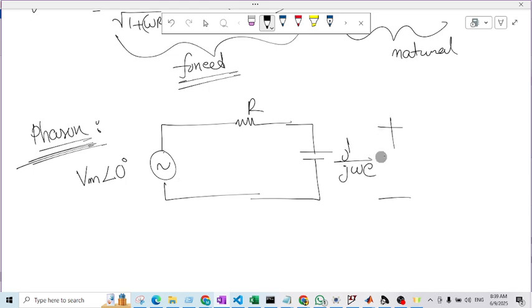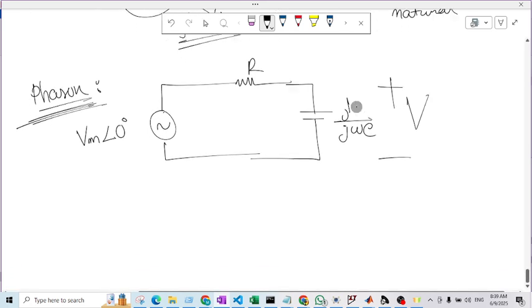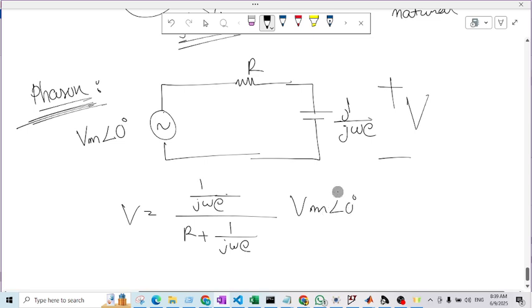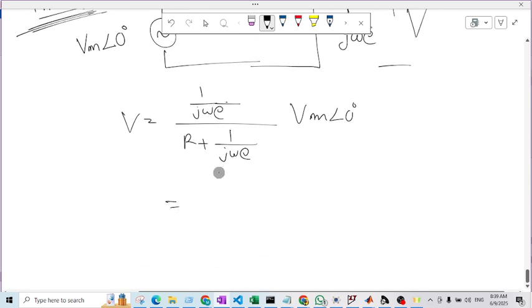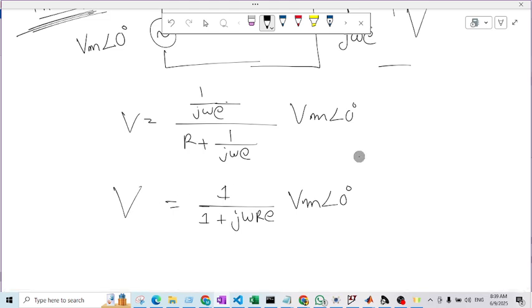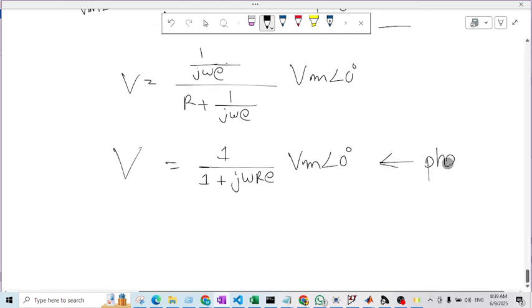And now I need to find the voltage of the capacitor, so I have to simply write a voltage divider rule. So 1 by j omega c, then R plus 1 by j omega c. What is this? It's simply voltage divider rule, right? Okay, so now by simplifying this, if I multiply by j omega c in numerator and denominator, I will get an equation that looks like this. Okay, so this is our phasor equation.